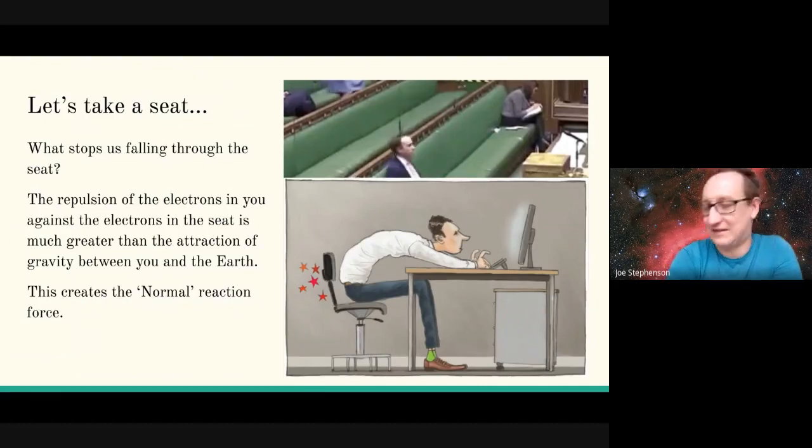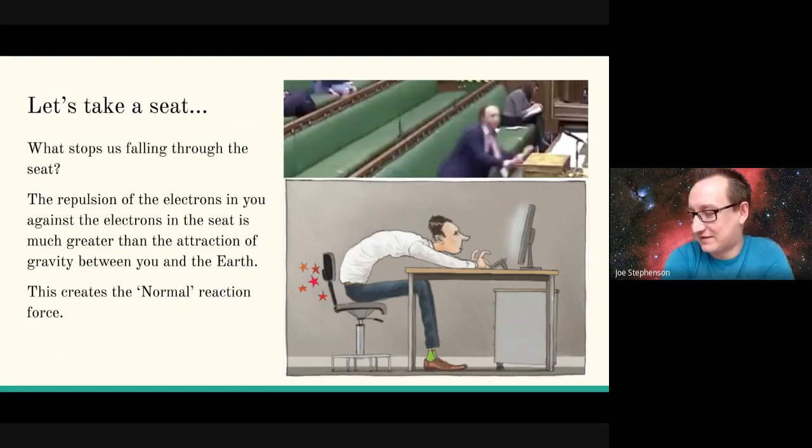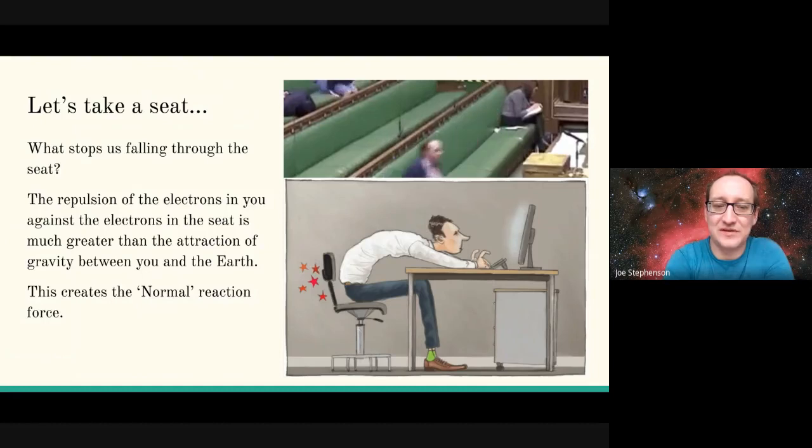The key thing that I've asked you in this next bit is to start to think about normal forces. What I mean by normal forces is forces that act when objects interact. The best interaction we can think of is when you sit on a chair. The question I've asked you is, what stops us falling through the seat? What I want you to think about here is, why do you stay on that seat?